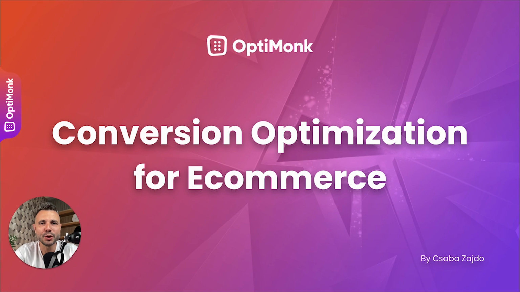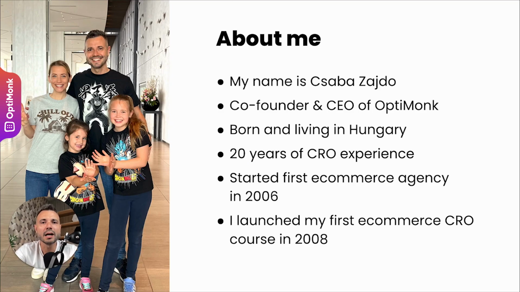My name is Csaba Zajdo and I'm the CEO and co-founder of OptiMonk. I first started working with e-commerce sites more than 20 years ago, and I have about 20 years of e-commerce CRO experience. I started my first e-commerce agency in 2006, and I actually launched my first course on e-commerce conversion rate optimization in 2008, which was like 16 years ago. In that past 16 years, I worked with hundreds, if not thousands of e-commerce businesses.